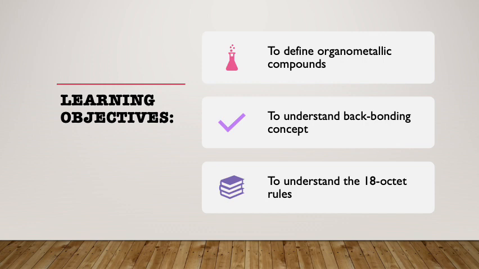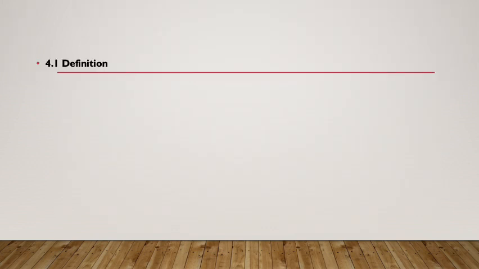The first one is to define what are organometallic compounds. The second one is to understand the back bonding concept, and the last one is to understand the 18 electron rule. Okay, we need to achieve these three items at the end of this lecture.